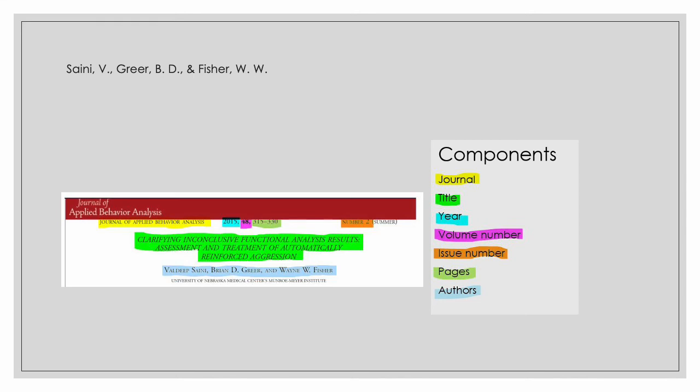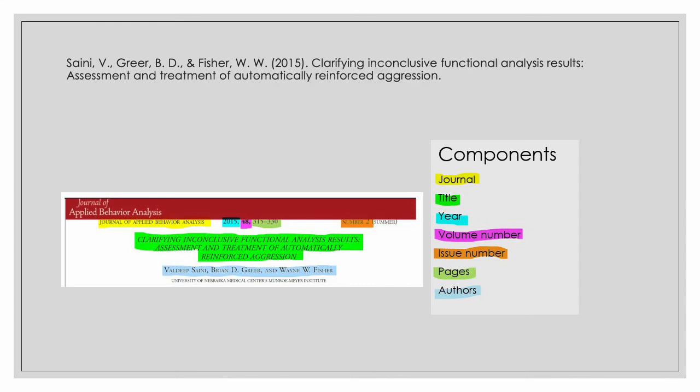Next, we are listing the year of publication. After the period from the authors, put a space, and then put the year of the publication in between parentheses, followed by a period and a space.